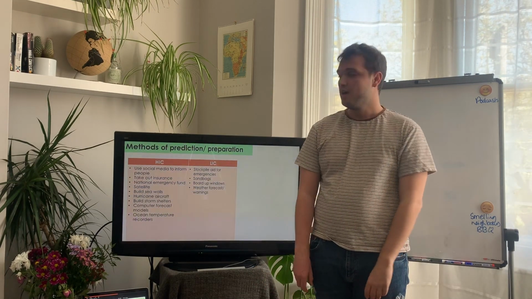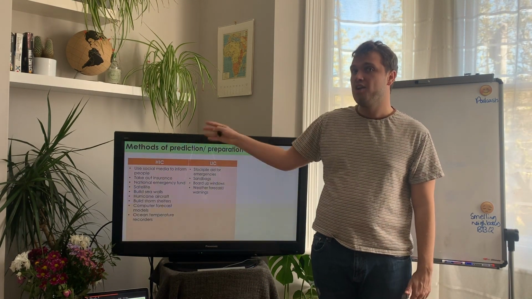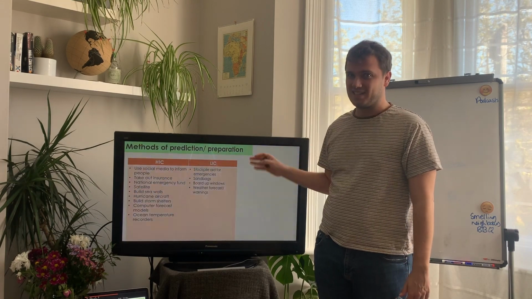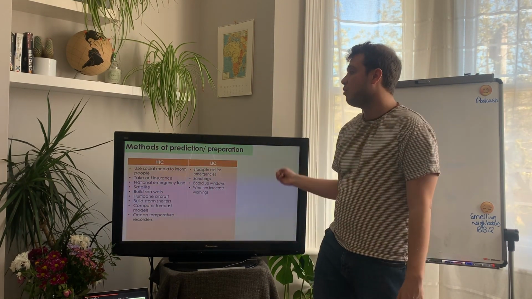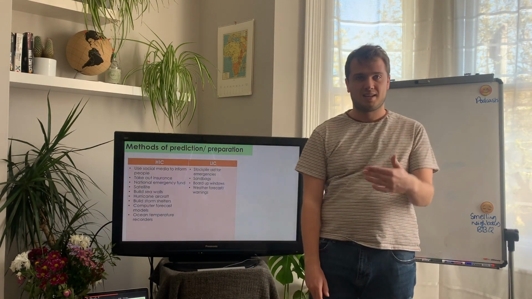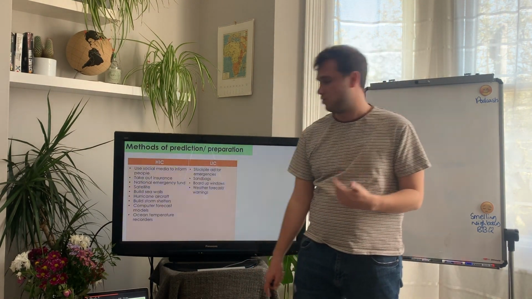Okay, so as we can see, HICs are able to do a lot more than LICs. LICs is quite practical stuff. They can protect their houses, they can get some food, whereas the HICs are much more able to predict and prepare in advance of a storm.